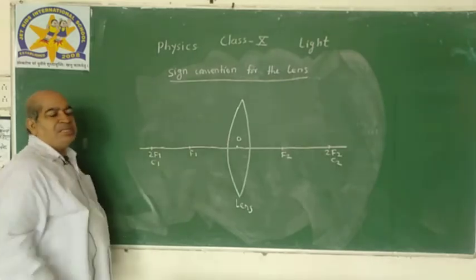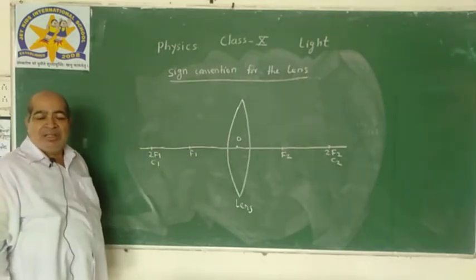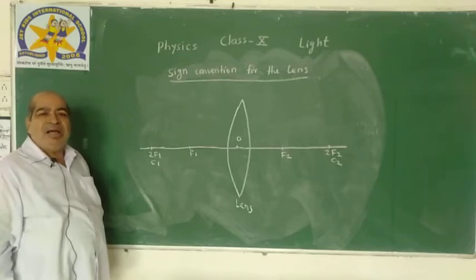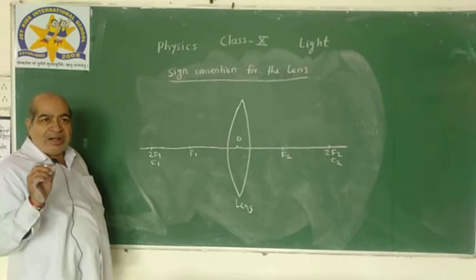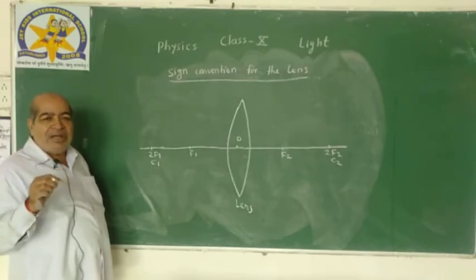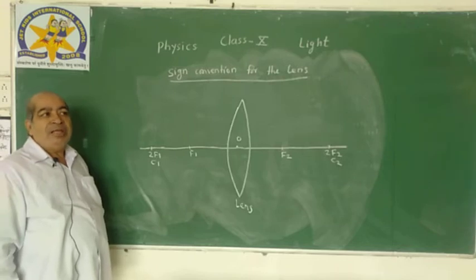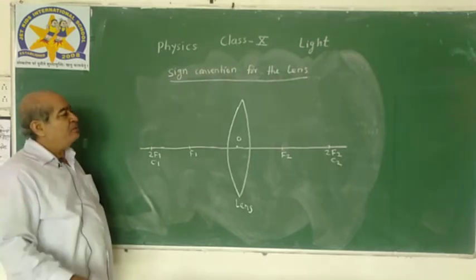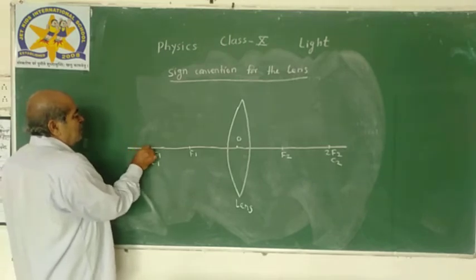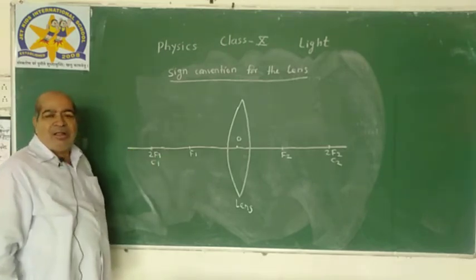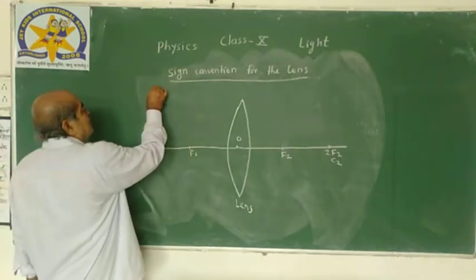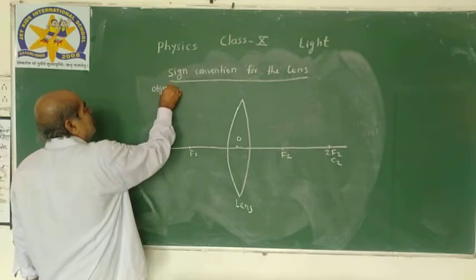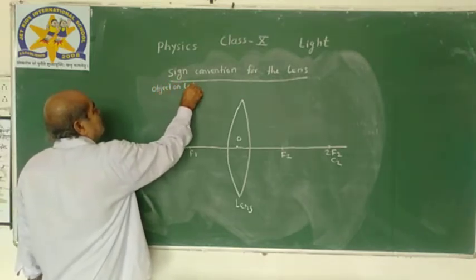In the mirror we see that the first rule is the object should always be kept on the left side of the mirror. Only, instead of mirror, you write lens. The first rule is the object should be kept on the left side of the lens. This is the position of the object on the left.